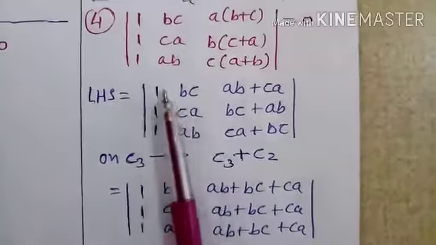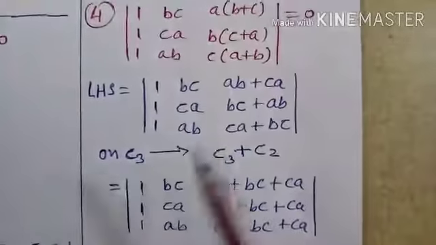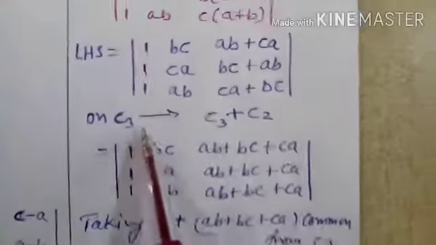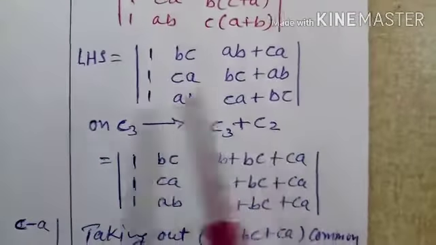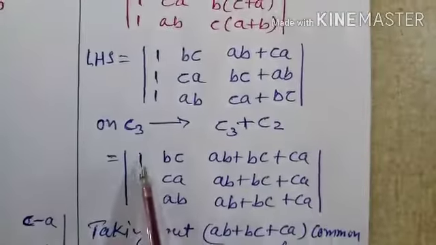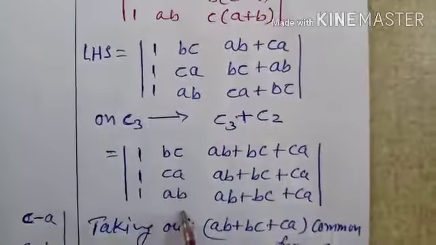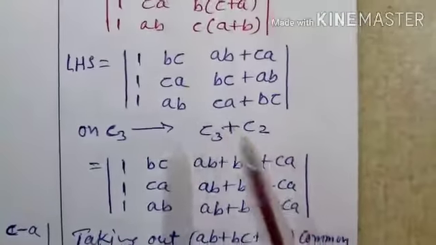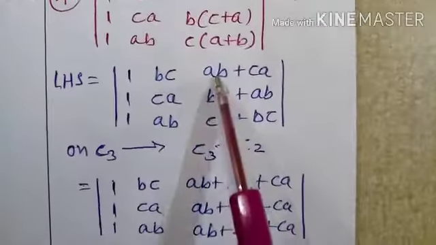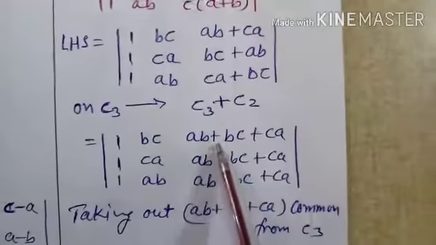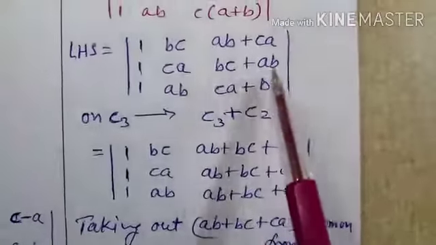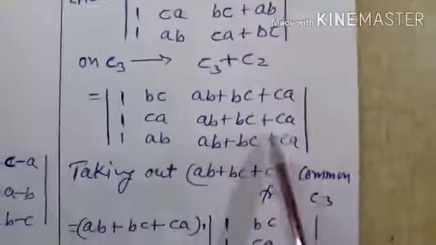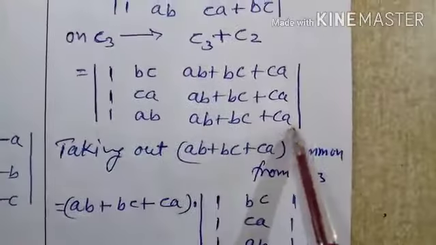So suppose this is C2, and we add it in C3. So here we make the operation C3 plus C2. First two columns as they are: 1 1 1, BC, CA, and AB as it is. Now second column added to third column, and write in cyclic order: AB plus BC plus CA, AB plus BC plus CA, and once again AB plus BC plus CA, and third also AB plus BC plus CA.